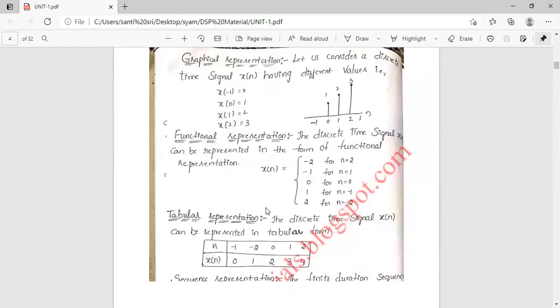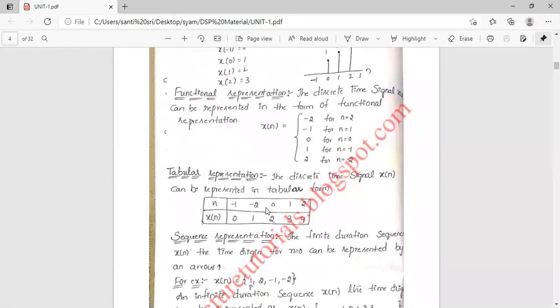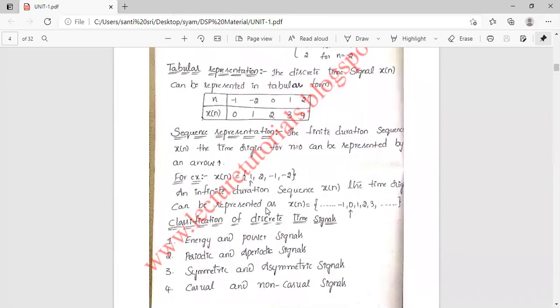Tabular representation is like a table. So n values are given and x of n values are given. Sequence representation is like a sequence set, for example, x of n equal to the set of 1, 2, minus 1, minus 2, like that.